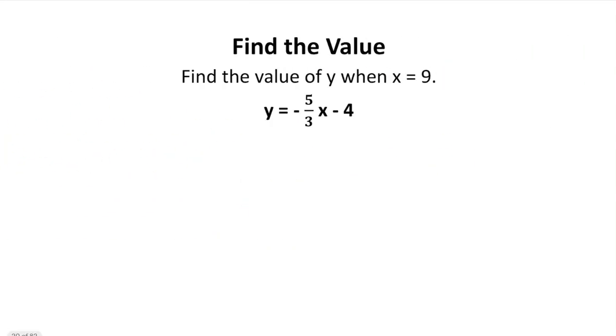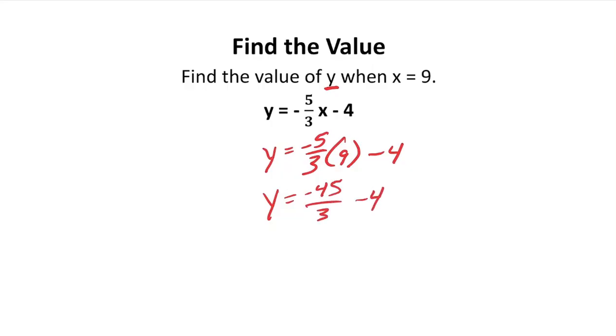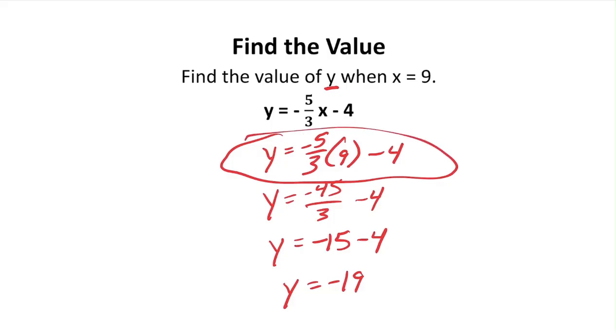All right, let's do another one. When x is 9, what is y? Just plug it in. Y equals negative 5 over 3 times 9 minus 4. Y equals, that's negative 45 over 3 minus 4. Negative 45 over 3, that's negative 15 minus 4. Y equals negative 19. You can put all of this into a calculator. Well, this part, you can plug into a calculator. It'll do it for you if you plug it in right and use the negative sign correctly.